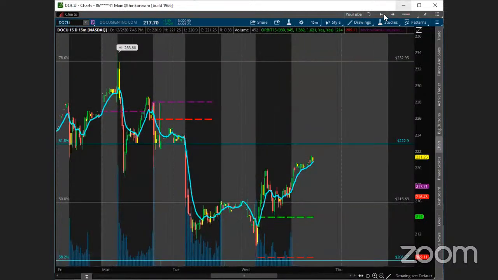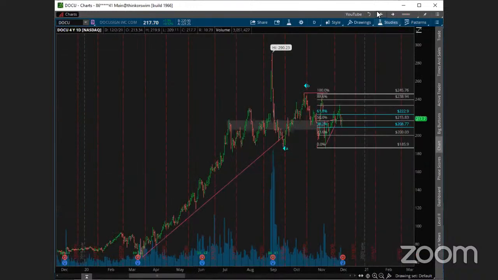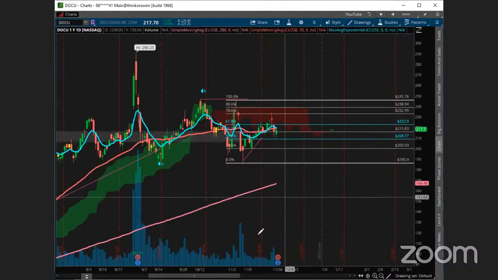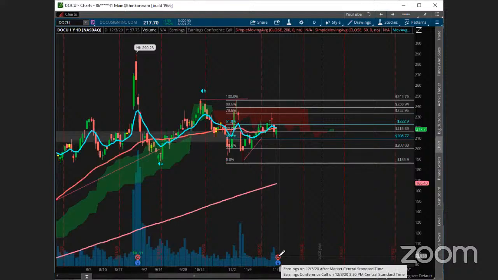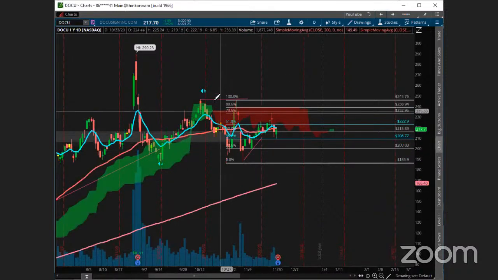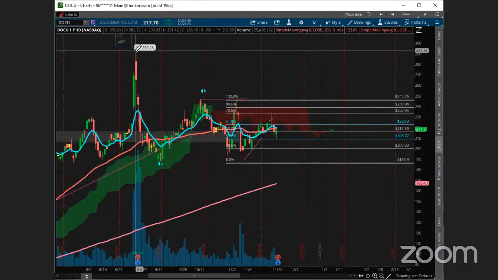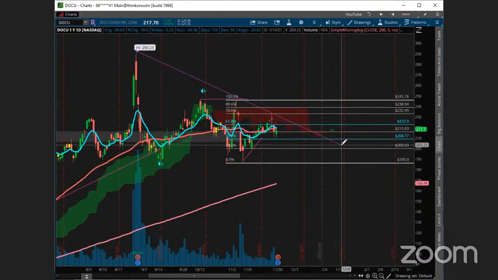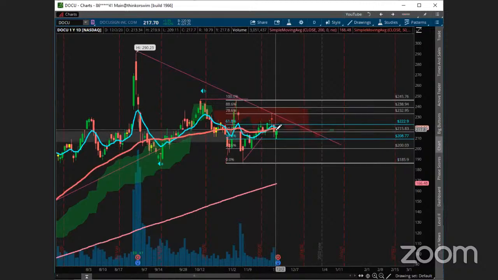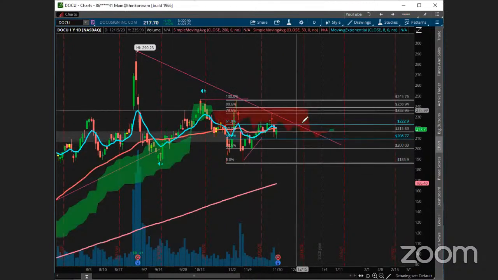Docu. Again, Docu's got earnings coming up this week, right? So let's keep an eye on that. Yep, that's coming up tomorrow after hours. This thing has just been chopping around like crazy, right? A couple of the big levels we want to look at: we've got this sideways cup and handle pattern right here. So let's see if we can get a breakout over these levels, and if Docu's ready to get going, that would be sweet.